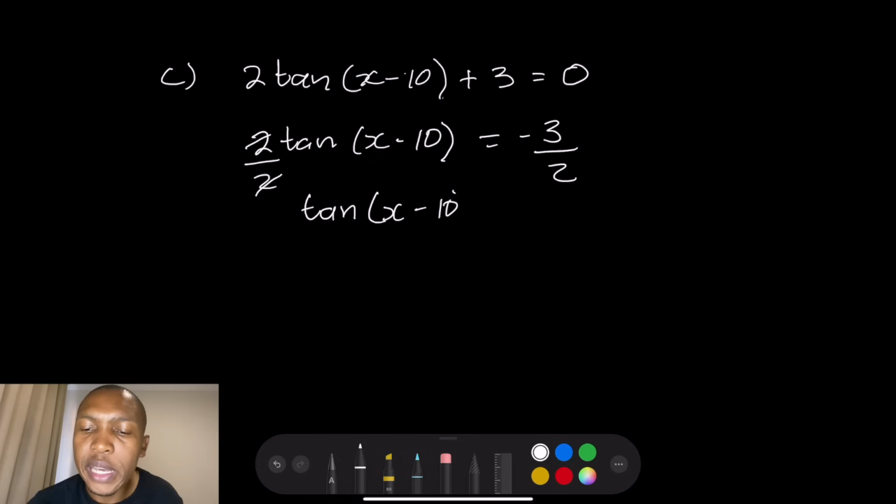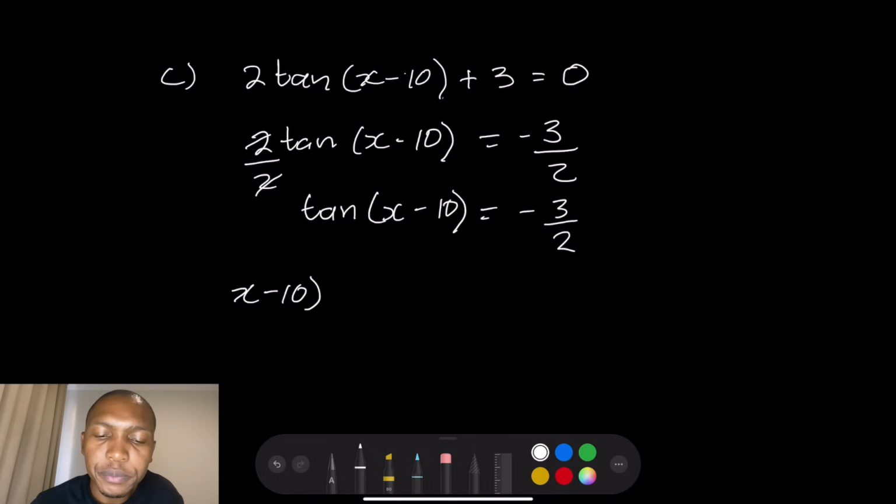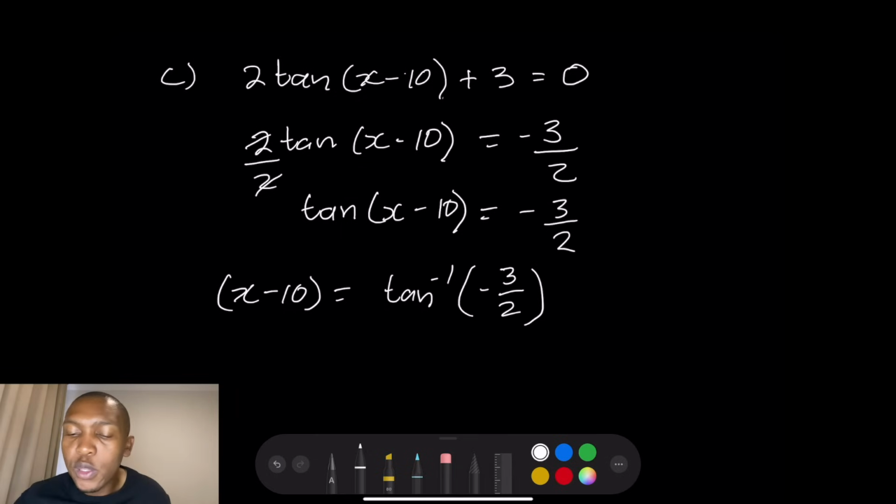That's x minus 10. So that's tan of x minus 10 is negative 3 over 2. Now, we need to get our reference angle. And I said in order for us to get our reference angle, it means that x minus 10 is equal to the arctan of negative 3 over 2. In fact, for our reference angle, please don't put that negative there.